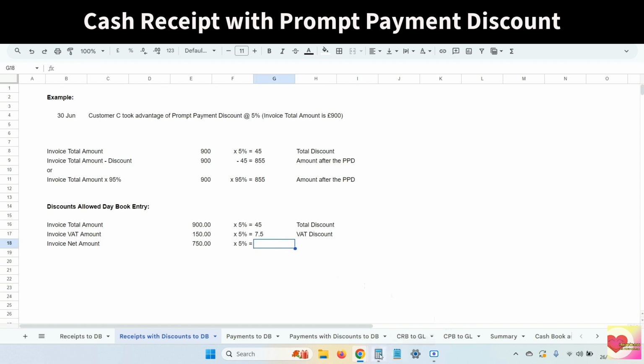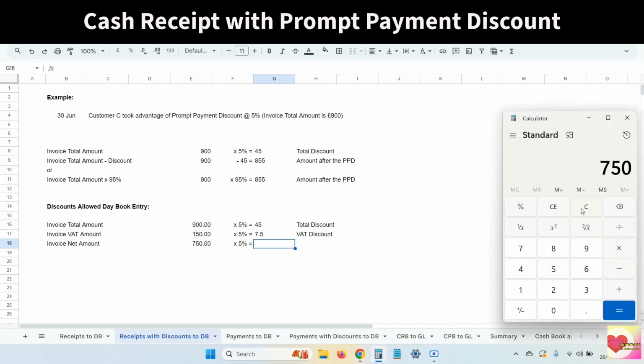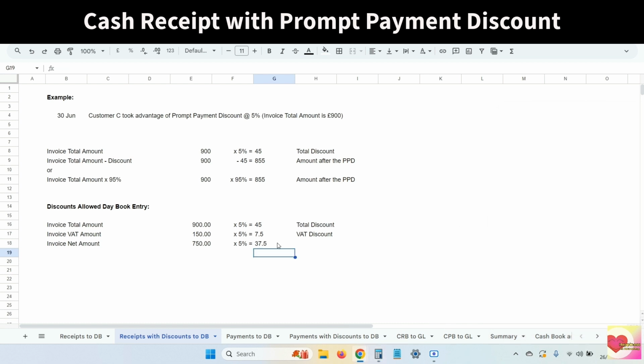Next is 750 times 5% or 0.05, and we got 37.5, and this is our net discount. So these three amounts are the amounts we're going to enter into our discounts allowed daybook. The sum of the VAT discount and the net discount should be equal to the total discount.